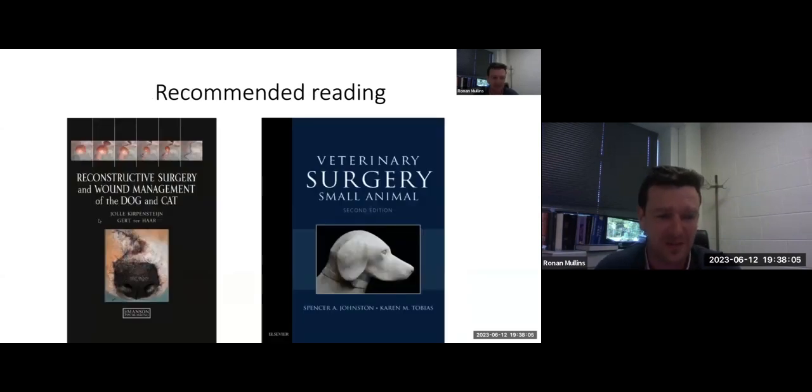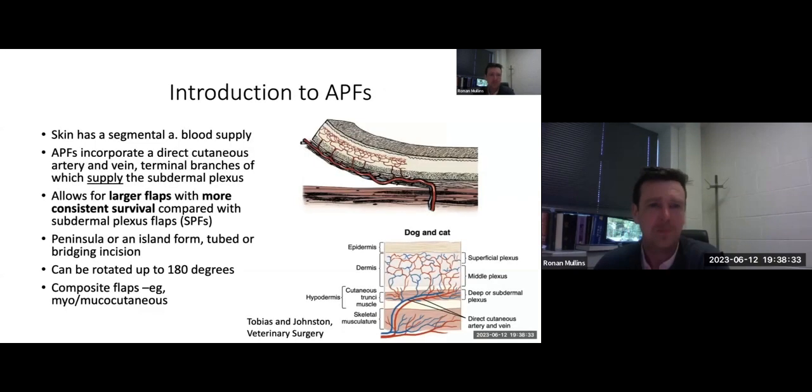In terms of recommended reading, obviously there is Michael Pavletic's skin and reconstruction book, which for sure is an excellent resource. I must admit, these are my top 2 go-tos: Jolle Kirpensteijn and Gert ter Haar's reconstruction book. Very practical, shows you very nice images, and is step-by-step for each of these. All of the landmarks are in there. And we'll use this book a little bit tonight as well. And obviously Tobias and Johnston is also a fantastic resource.